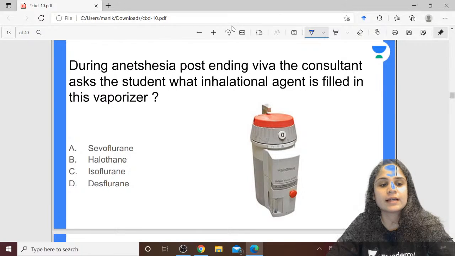Alright, so Nimesh is saying that there is halothane in this vaporizer. Any other answers do we have? Or is everyone agreeing with Nimesh?